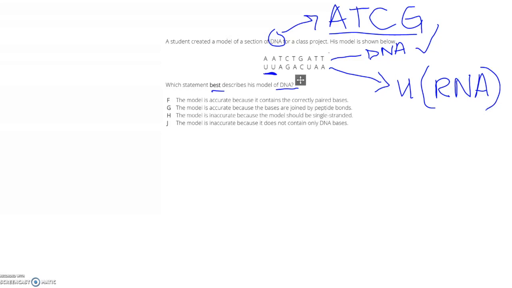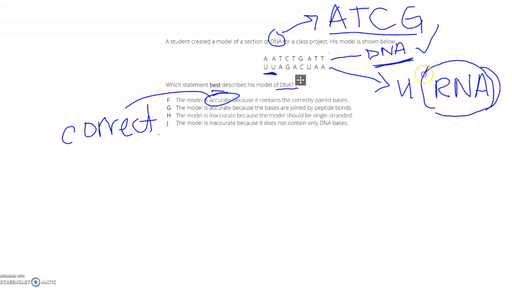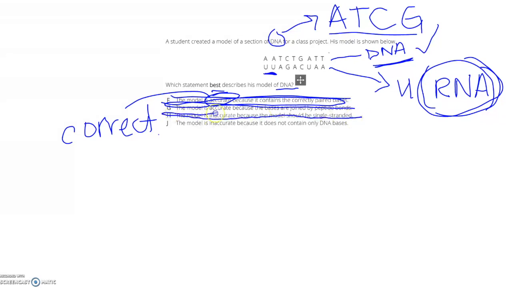So looking at our answer choices, the first 2 say that the model is accurate or correct. Remember, accurate means correct. This model of DNA is not a model of DNA because it's also RNA, so it is not accurate. Instead, this model is inaccurate, and it's not inaccurate because it shouldn't be single-stranded. DNA is always double-stranded, or that double helix. It's inaccurate because it does not only contain DNA bases. It is also containing RNA bases.